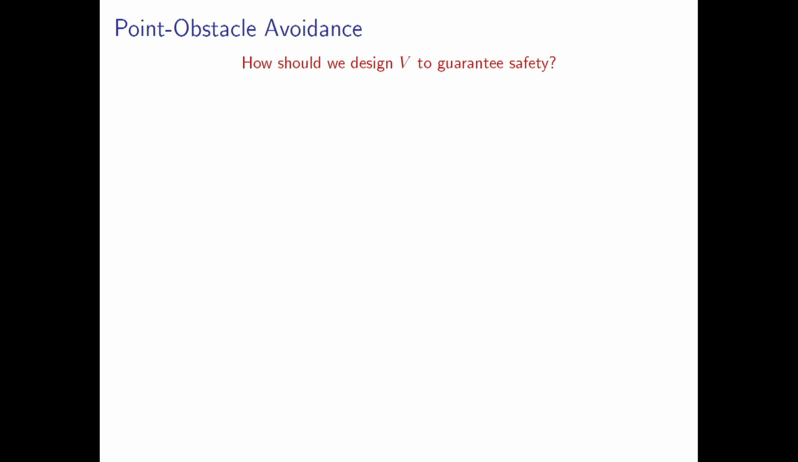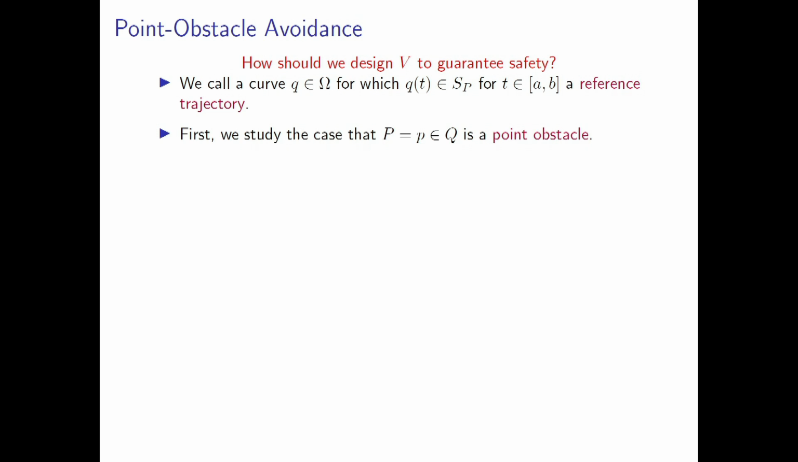And the key is how to design B in order to provide safety guarantees, in order to avoid the obstacles safely. For that, we will call a curve in omega for which q of t belongs to the safety region a reference trajectory. And as I commented before, first we will study the case where the obstacle is a point, and then we will use that result to extend to general obstacles.